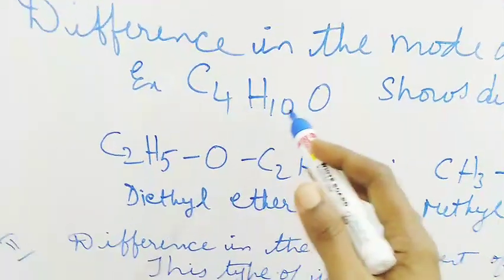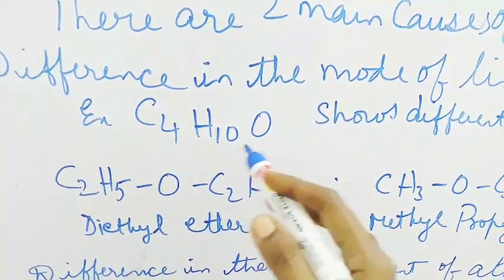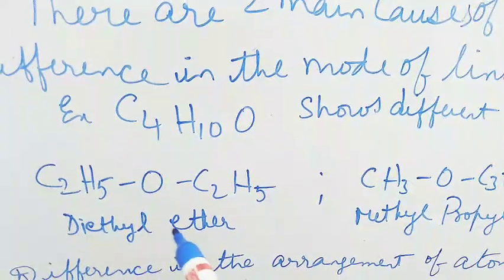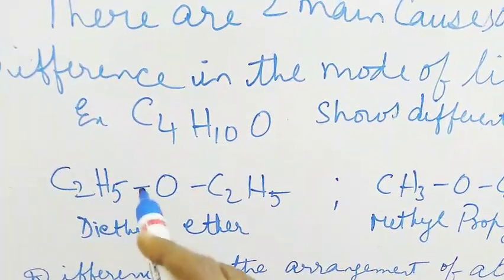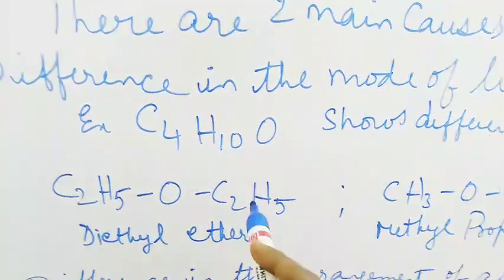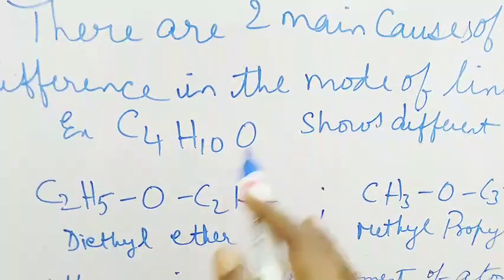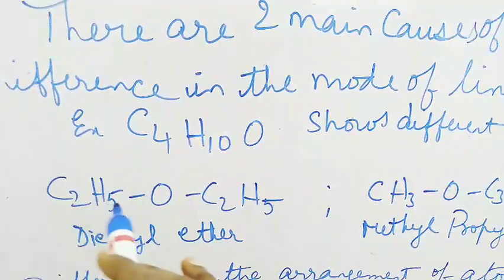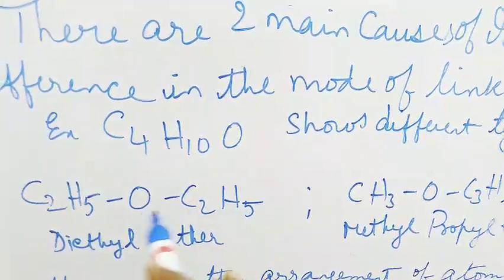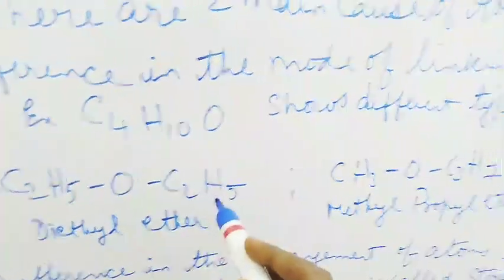Now let us see what are the 3 different types of ether. C4H10O, that means 4 carbon atoms and 10 hydrogen atoms, linked up with 1 oxygen. So first one you have C2H5-O-C2H5. Count how many carbon atoms: 2 plus 2, 4. 5 plus 5, 10. So C4H10, and in the middle, O. C2H5 is ethyl, repeated twice, so di. So diethyl ether.